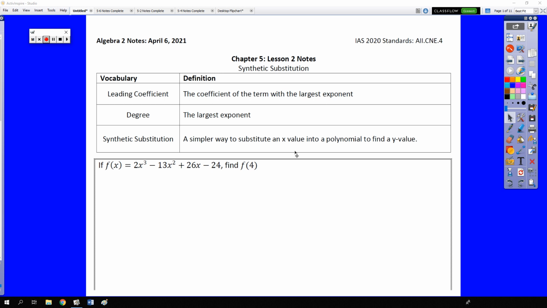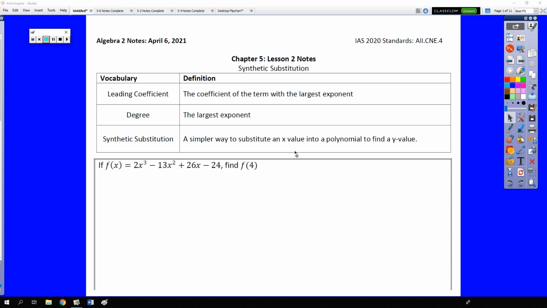This particular video is going to cover Chapter 5, Section 2, a specific skill called synthetic substitution. Again, these are based on your McGraw-Hill Algebra 2 textbook. We are talking about synthetic substitution. So before we get into that, got a little bit of vocab.